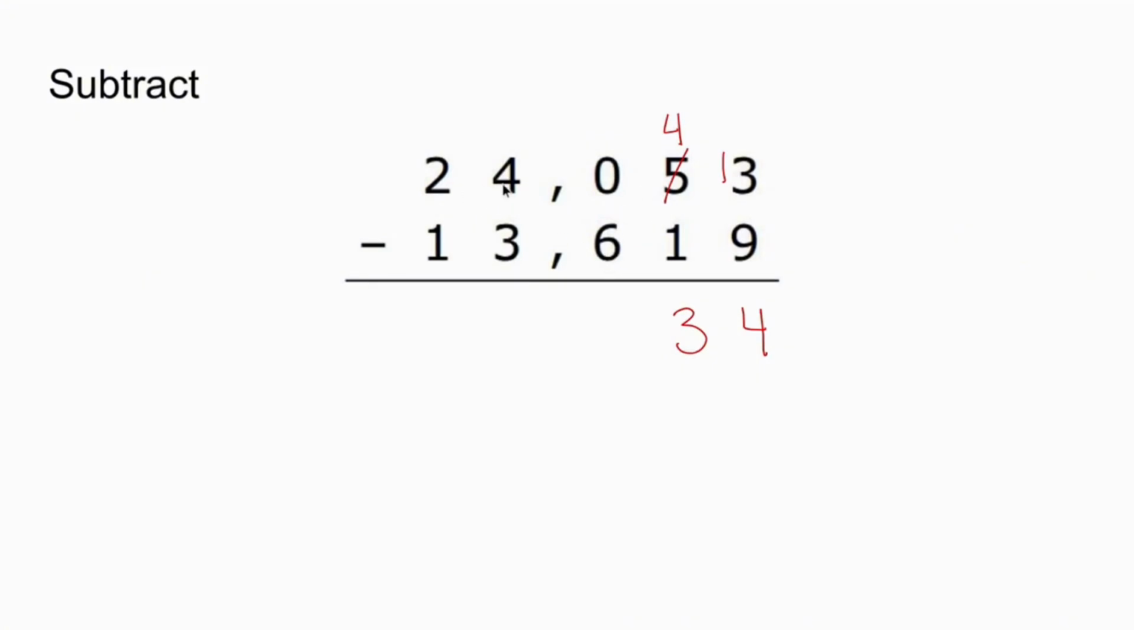0 minus 6, I can't do it, so let's borrow from 4, make it a 3, so we can make it a 10. 10 minus 6 is 4. 3 minus 3 is 0. 2 minus 1 is 1. So our answer, after we put our comma there, 10,434.